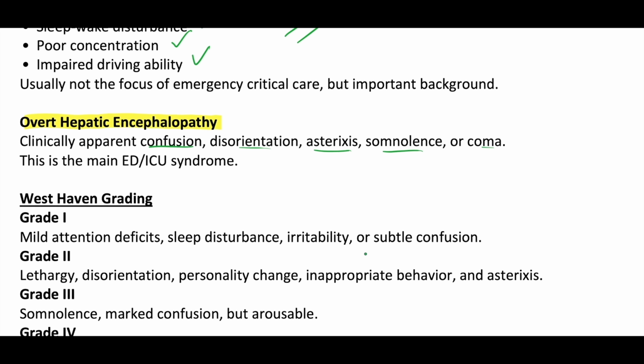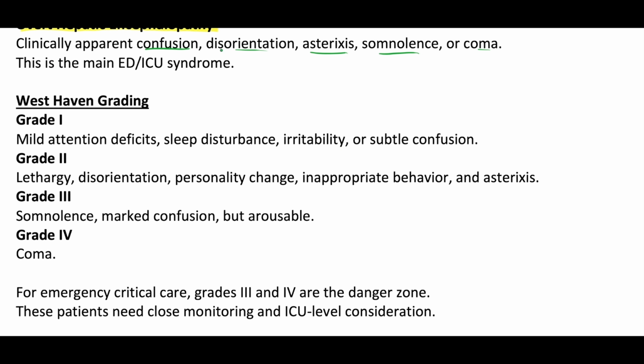And the way we grade these is called the West Haven grading criteria, and it's grades 1 through 4. And we're simple people with simple brains. The way we think about it is grade 1 is that very mild form: attention deficit, sleep disturbances, irritability, and subtle confusion. And then the way we remember it is grade 4 is a coma, right? So grade 1 is mild, you can barely tell. Grade 4 is a coma, and then you fill in grade 2 and 3 in your brain.